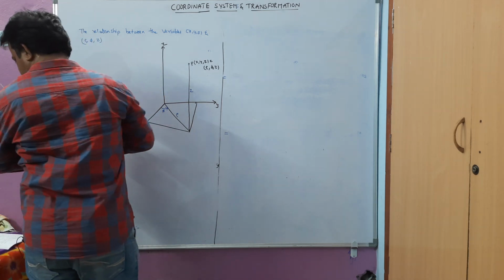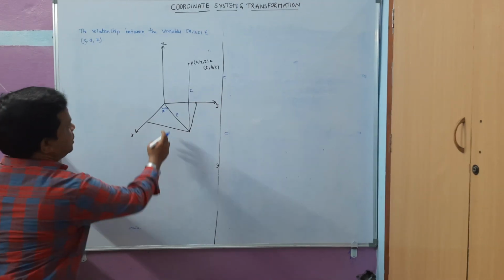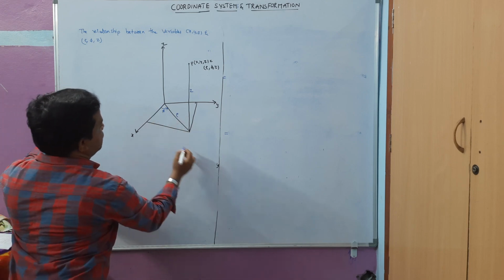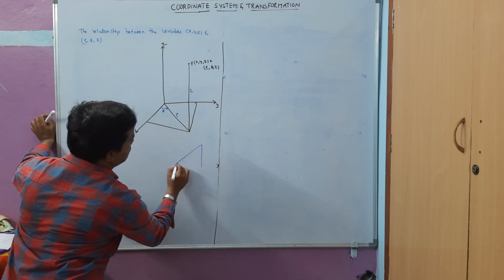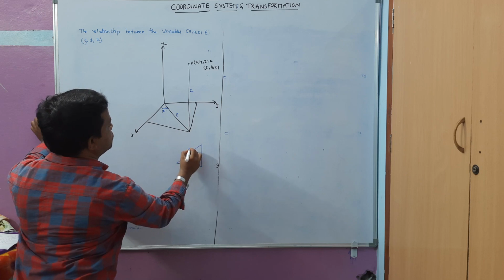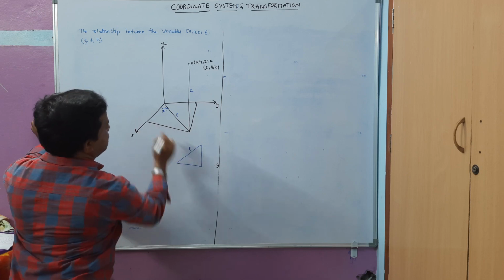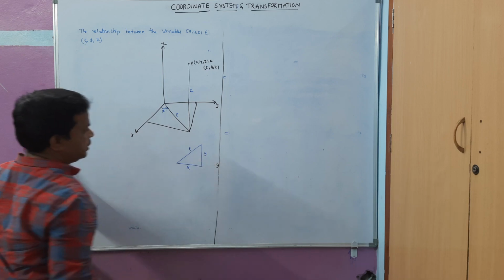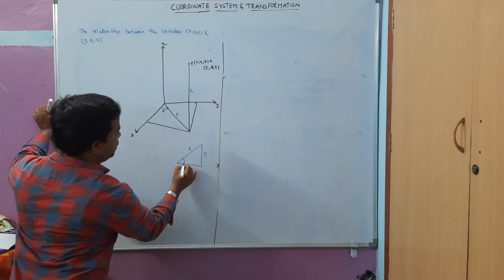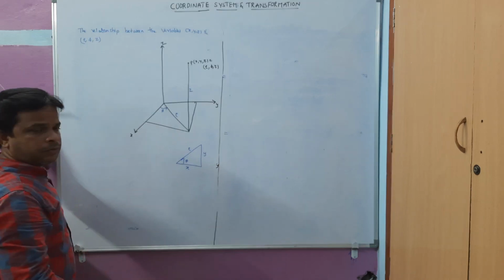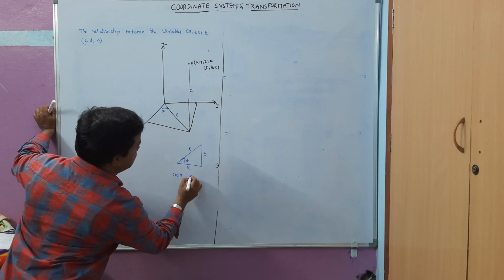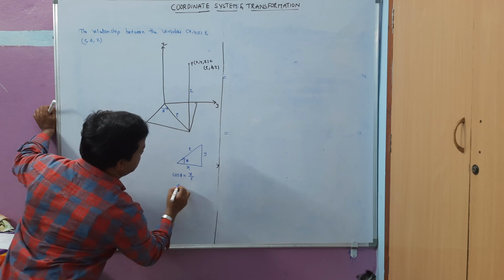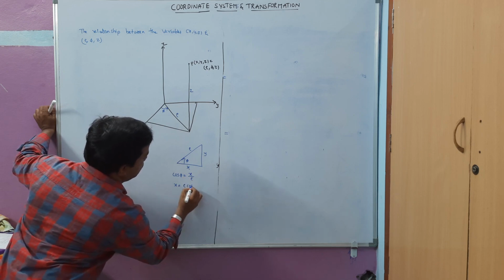Now, in order to write the relationship, we first have to take this triangle. So this is the hypotenuse rho, and this is x and this is y. From this, this is the angle phi. So what is cos phi from this? Cos phi is equal to x by rho, that is, x is equal to rho cos phi.